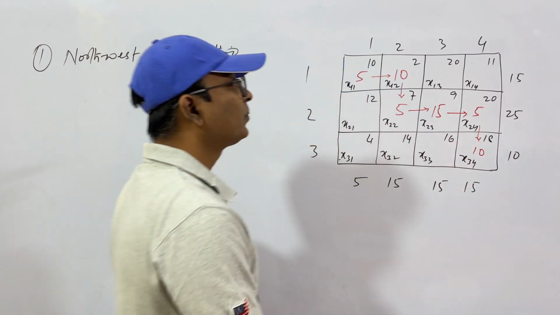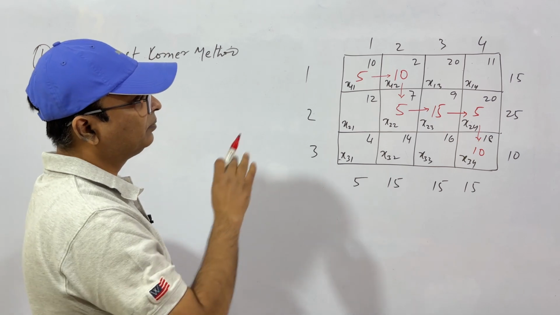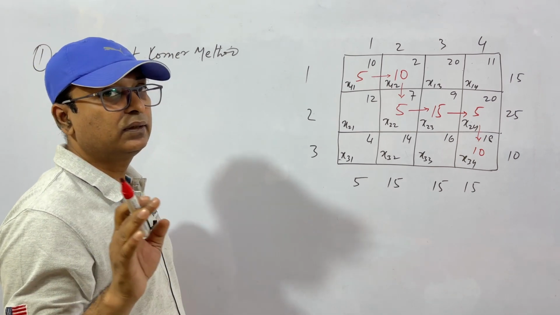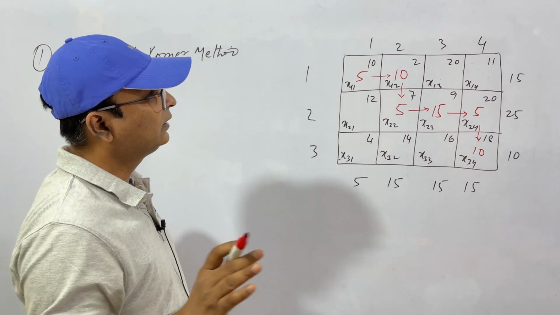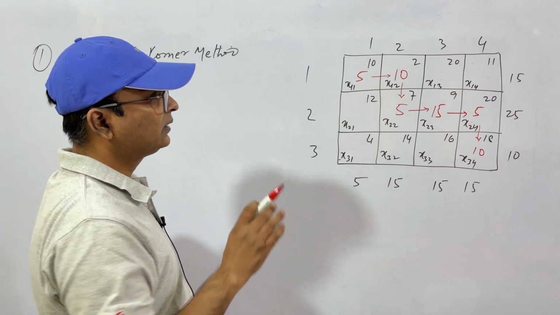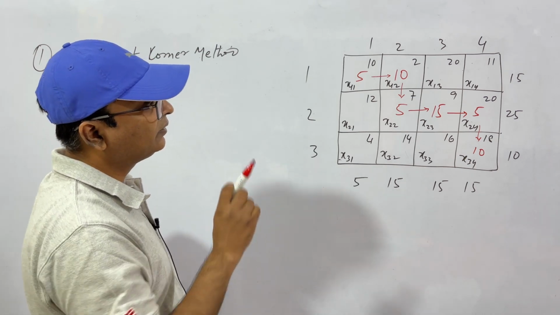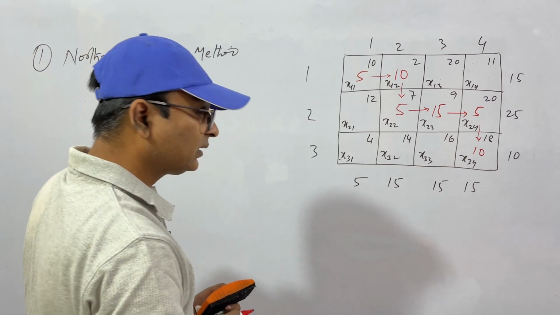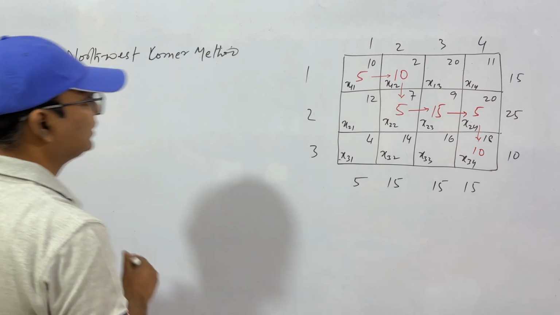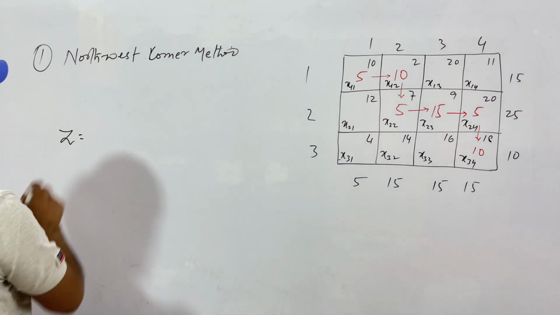So like this. So this is the most simple method, but it is not a very effective method. The only beauty is that it is very simple. It does not give you the minimum cost. It gives you just a starting solution. So as per this, the transportation cost, what will it be?